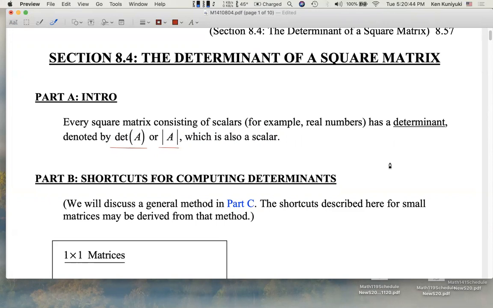We're going to start with talking about shortcuts for computing determinants. And by the way, determinants, as far as they go, the key question is whether or not they're zero. Or maybe they're close to zero. Basically, if a determinant is close to zero, things are kind of messed up.